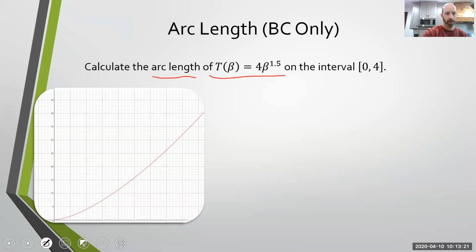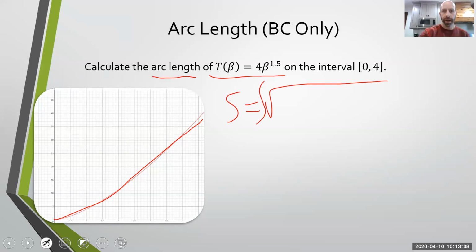We're basically saying, what is the length of this curve, starting from 0 all the way to 4? So the formula that we're going to use, we use S for arc length, and don't ask me why we use S. We're going to integrate from a to b the square root of 1 plus the derivative of the function we're dealing with, squared, dx.